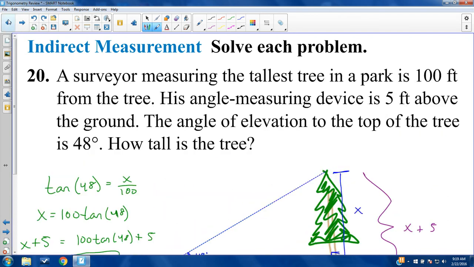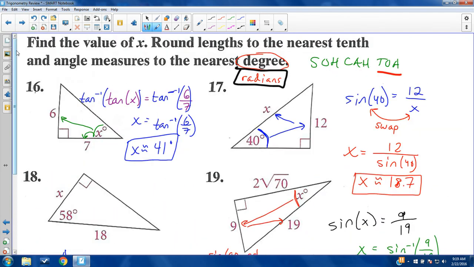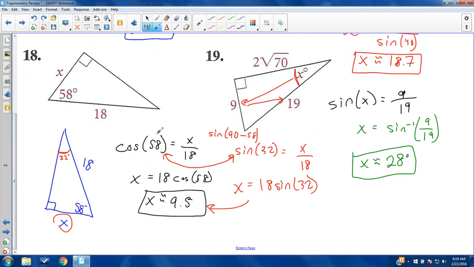Which one did I do it for? I did it for this one right here. Cosine of 58 was the same as sine of 90 minus 58. x, 90 minus x, right? Still gave you x over 18. It was still the same ratio.